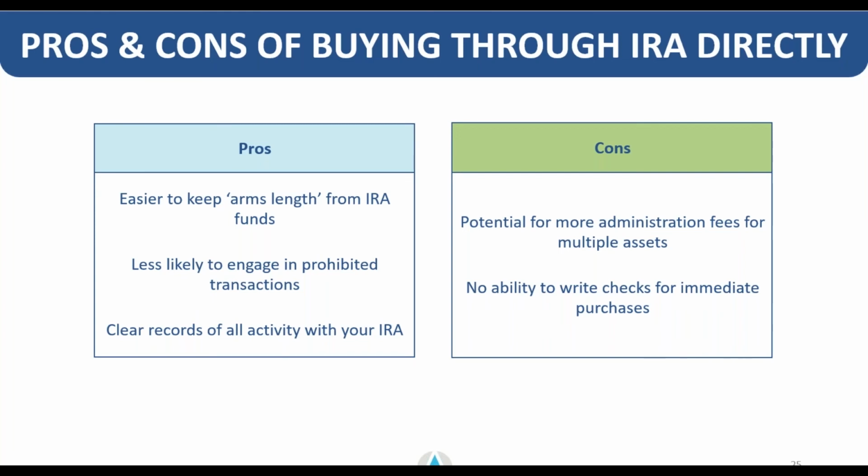We notify our clients via email, and they always have access to review statements or request specified statements through their online portal or through their client account manager. So it's really a little bit more documented record keeping that we're doing when you're managing an asset directly through the IRA. And the cons, you're maybe charged a bit more administrative fees when you have multiple assets and you don't have the ability to write checks for immediate purchases.